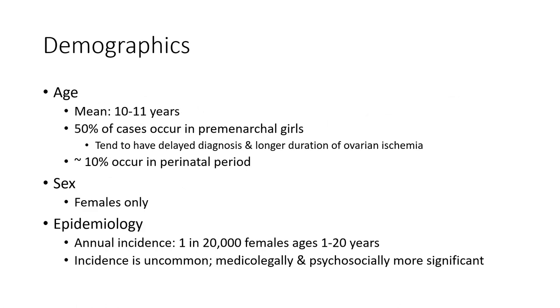Demographics: age, mean 10 to 11. 50% of cases occur in premenopausal girls, who tend to have delayed diagnosis and longer duration of ovarian ischemia. 10% occur in the perinatal period.